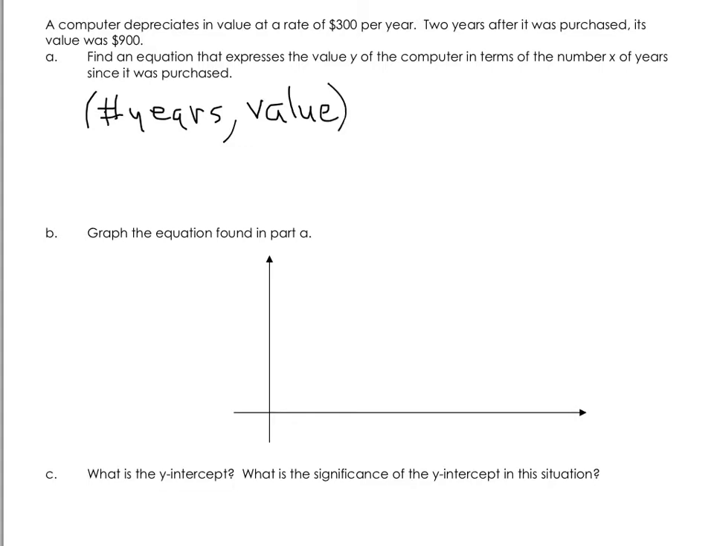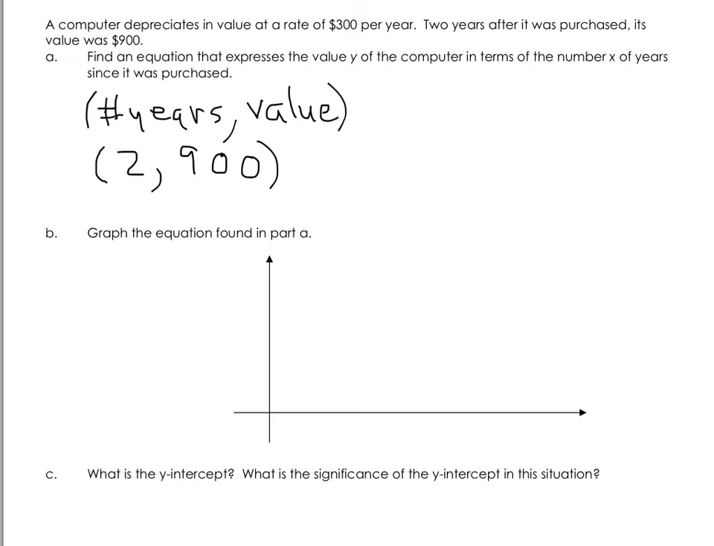We know that 2 years after it was purchased, the value was $900. So this line will go through the point (2, 900).